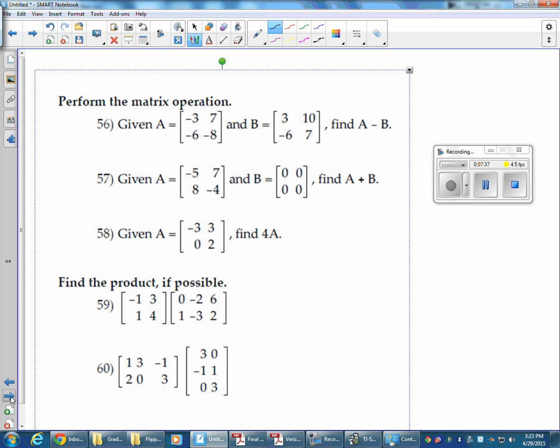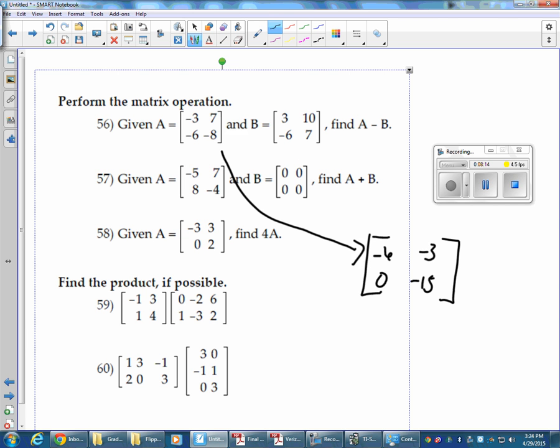56, 57, 58, 59, 60 ask us to do some different matrix operations. 56, we're going to be subtracting, and it's A minus B, and the order does matter. You can only add and subtract if they're the exact same dimensions, and these are 2 by 2, 2 by 2. So I'm going to start with the number that's in A and subtract the number that's in B. So negative 3 minus 3 would mean this first number would be a negative 6. 7 minus 10 would be negative 3. Negative 6 minus negative 6 would be 0. And negative 8 minus 7 would be negative 15.